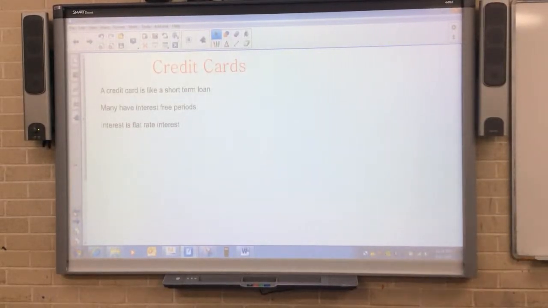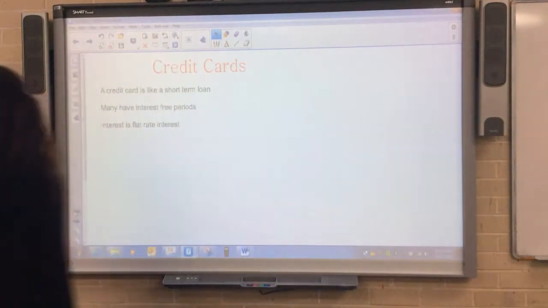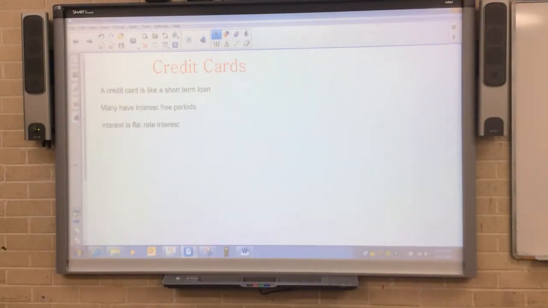Okay, a credit card is a short-term loan. Most of them have an interest-free period. If they do not, you probably made a poor choice in credit card. And for credit cards, we are going to be using the simple interest formula.